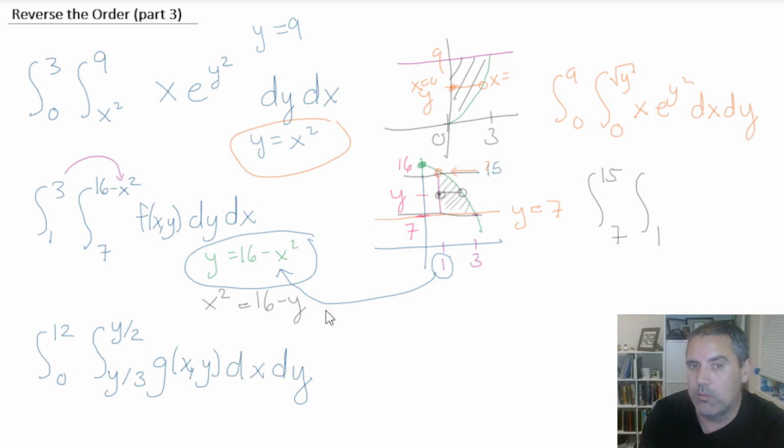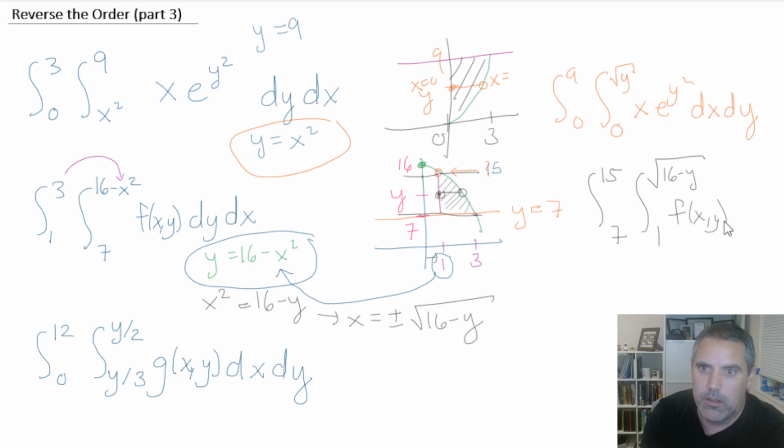So x is going to be plus or minus the square root. So, the challenge here was that it was slightly more involved to solve, but not dramatically. And it should be a positive x, so it's the square root of 16. How do I know it's a positive x? Because that's where we are on the positive x side of things. F of xy dx dy. So there you go.